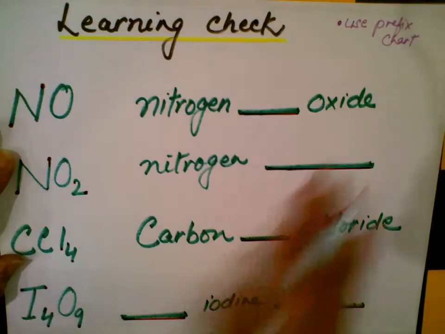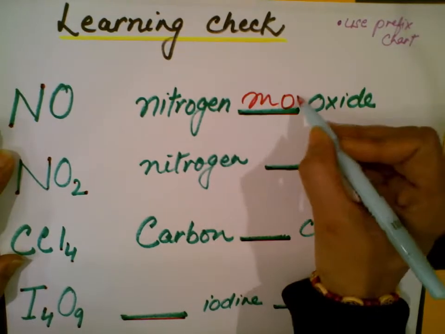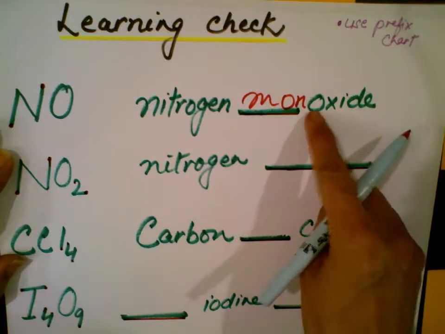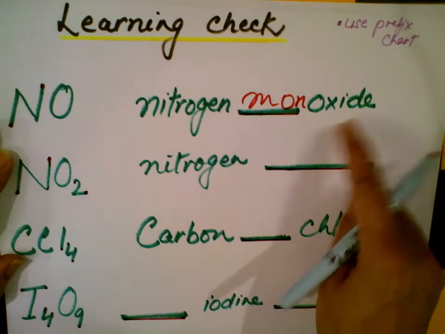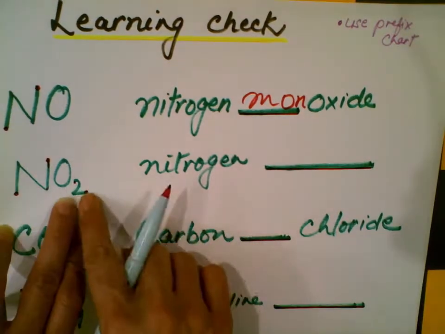You have to fill up these. This is mono, M-O-N, and we are not going to use another O. Remember, not 2 O's, so monoxide. Right? Nitrogen, you have this one, dioxide.